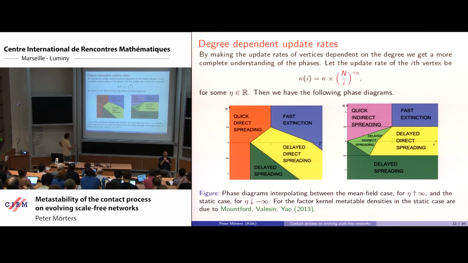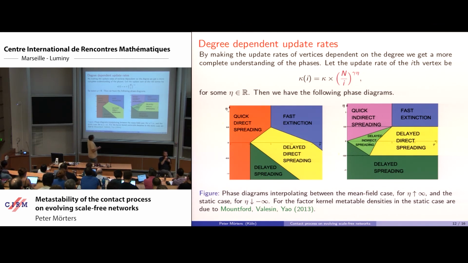of lambda. So the case that eta is -infinity, the static case, in this case, Mountford, Wallersin, and Yao in 2013 calculated the metastable densities. They calculated them even with exact logarithmic factors, and they noticed this phase transition here between these two mechanisms. Okay, so that's the phase picture and sort of the full interpolation in the factor kernel case.